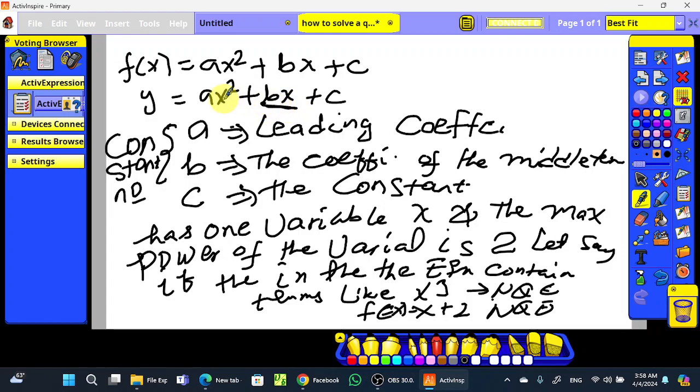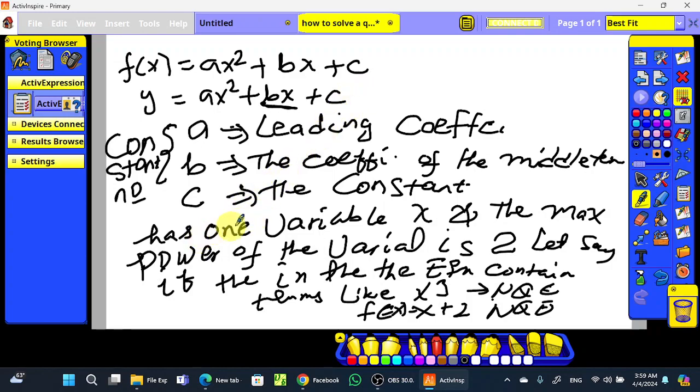Remember, this is the middle term because the quadratic function usually has three things arranged: ax squared plus bx plus c. So bx is in the middle of this equation, and b is the coefficient of the middle term. Remember this word, it is very important when we talk later. c is the constant term. It has no x in front of it, no variable, just a constant number.